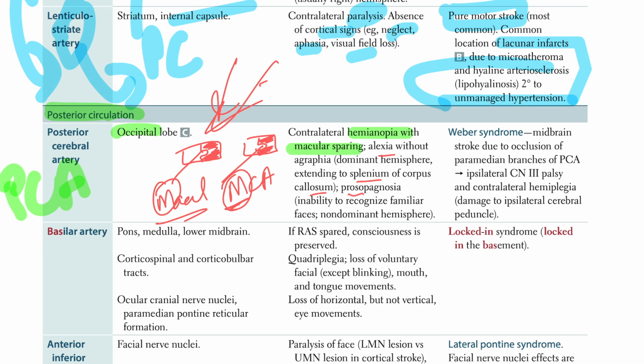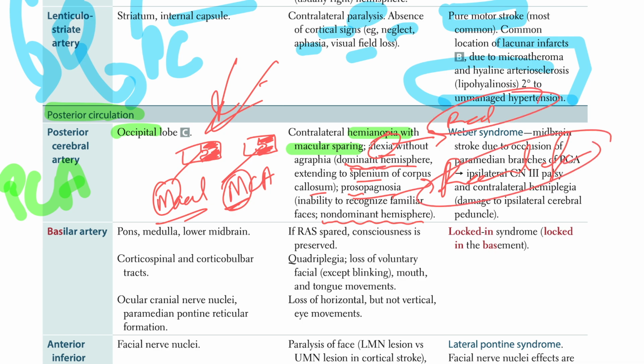Then you have the prosopagnosia, inability to recognize familiar faces. So simple, prosopagnosia, they can't recognize faces. If it is the non-dominant hemisphere, again, if you're looking at dominant hemisphere, you will have alexia. You will not be able to read. But just think, you cannot read and you can't read faces. One thing you can't read. Second thing, you can't read faces. If it's a dominant one, you can't read. If it's a non-dominant one, you cannot read faces. Simple. Okay. This is just a mnemonic here, but can't recognize faces.